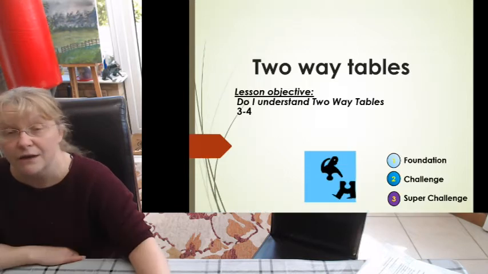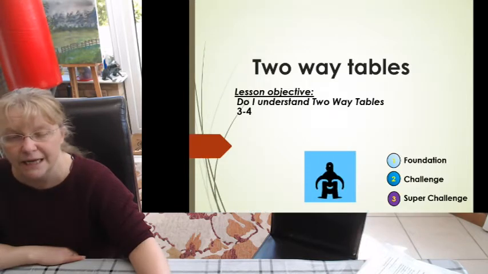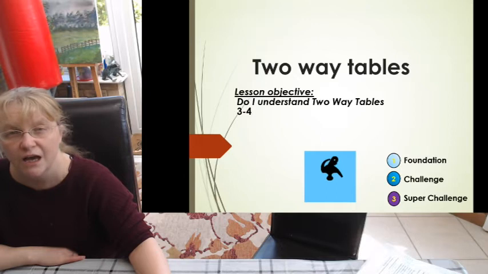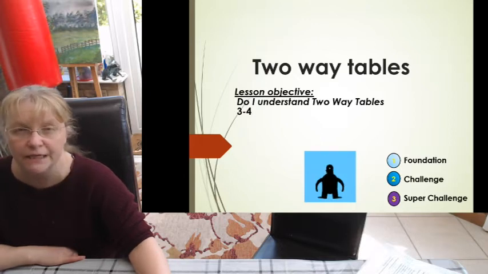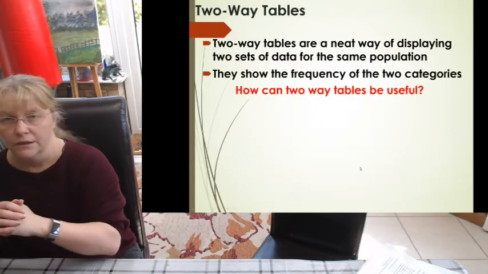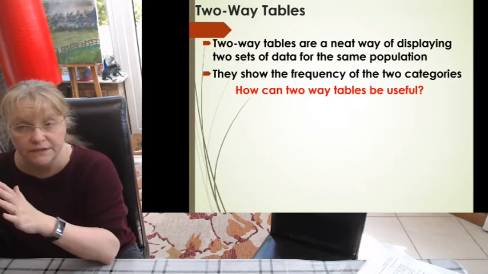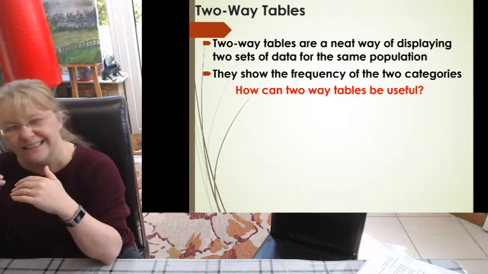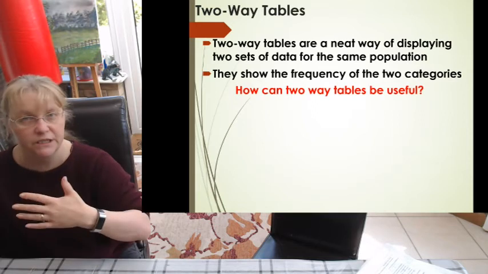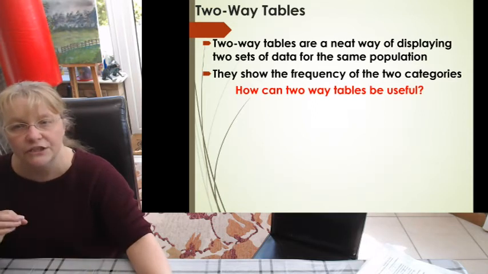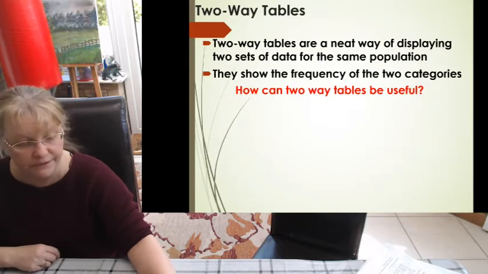We're now going to talk about two-way tables. Two-way tables are quite straightforward and they do usually come up in the exam and are quite nice to do. So two-way tables are a smart way of displaying sets of data when you have two bits of information but the same population, and they show the frequency of the two categories.